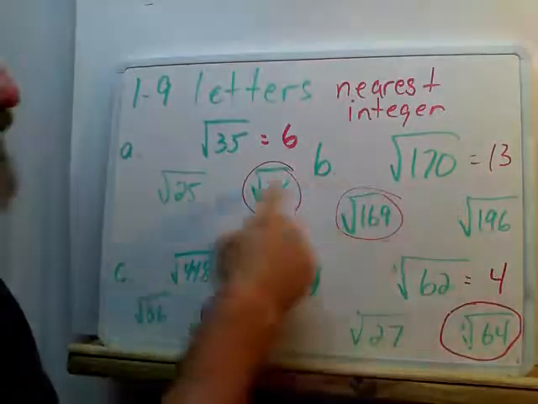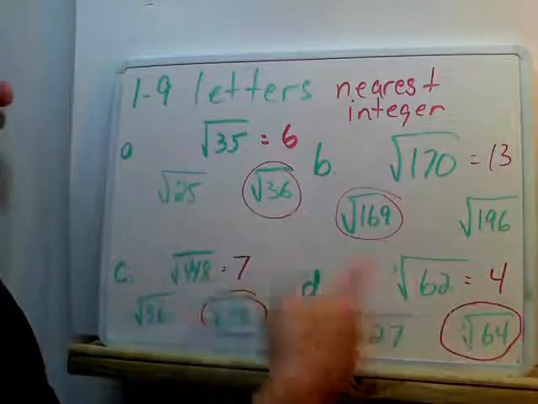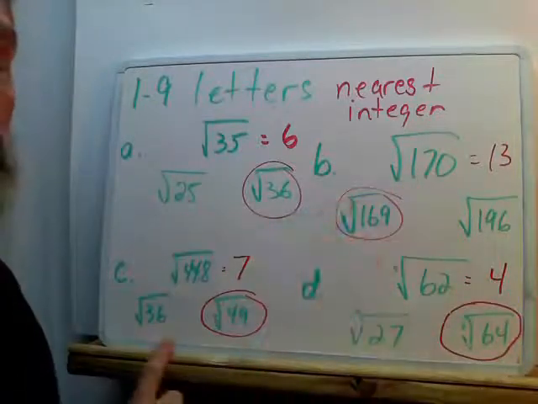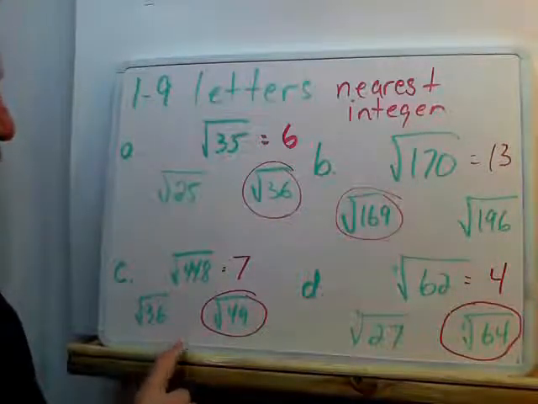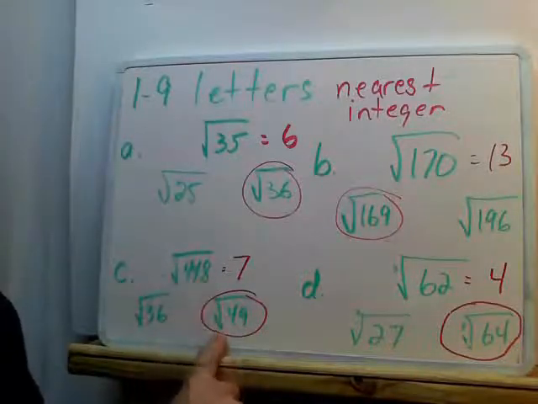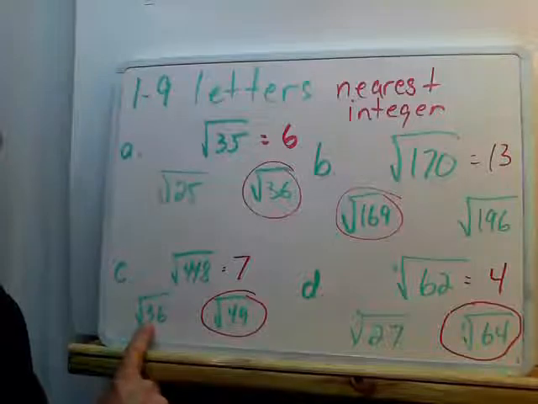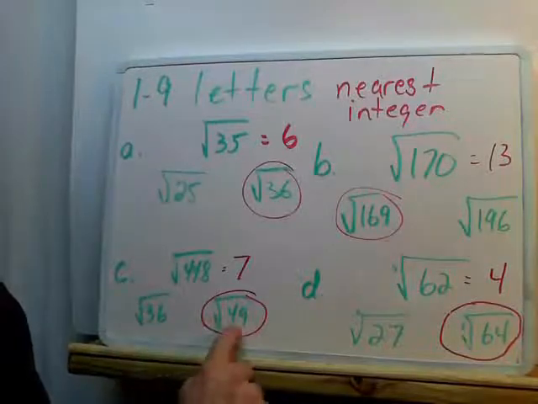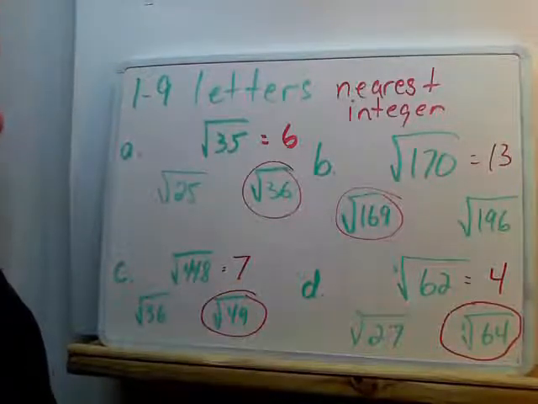Letter C. Again, you should be using your table for these. That is the easiest way to find these. That's one of the biggest reasons I had you create the table. Square root of 44.8. So we have the square root of 49 above and the square root of 36 below. We're closer to here, so we have 7 for an answer.